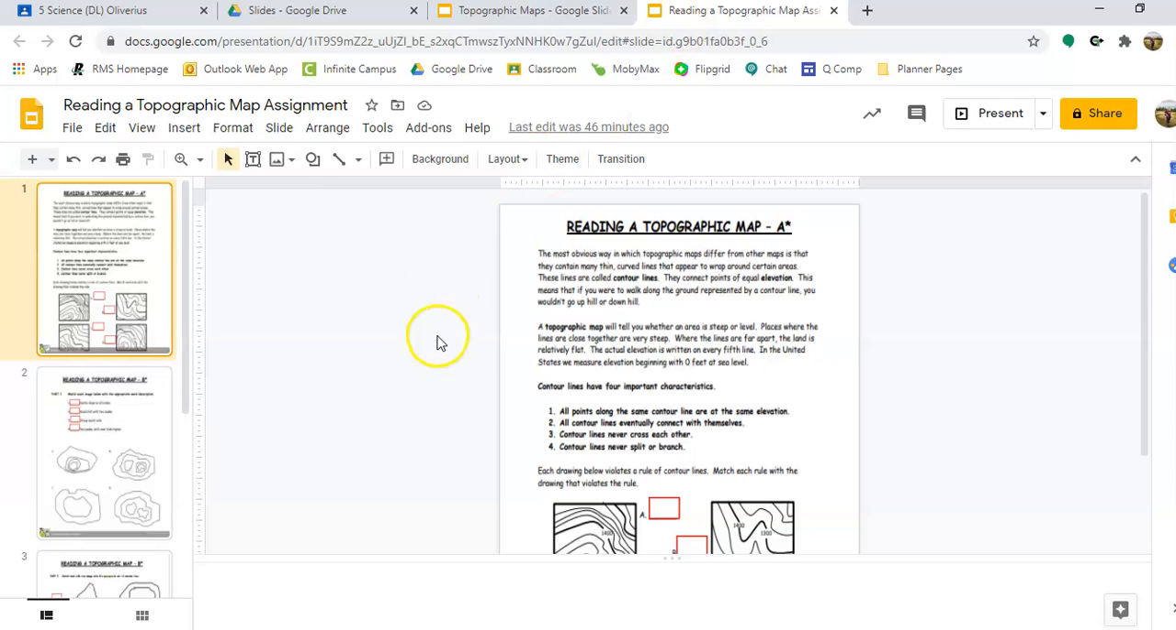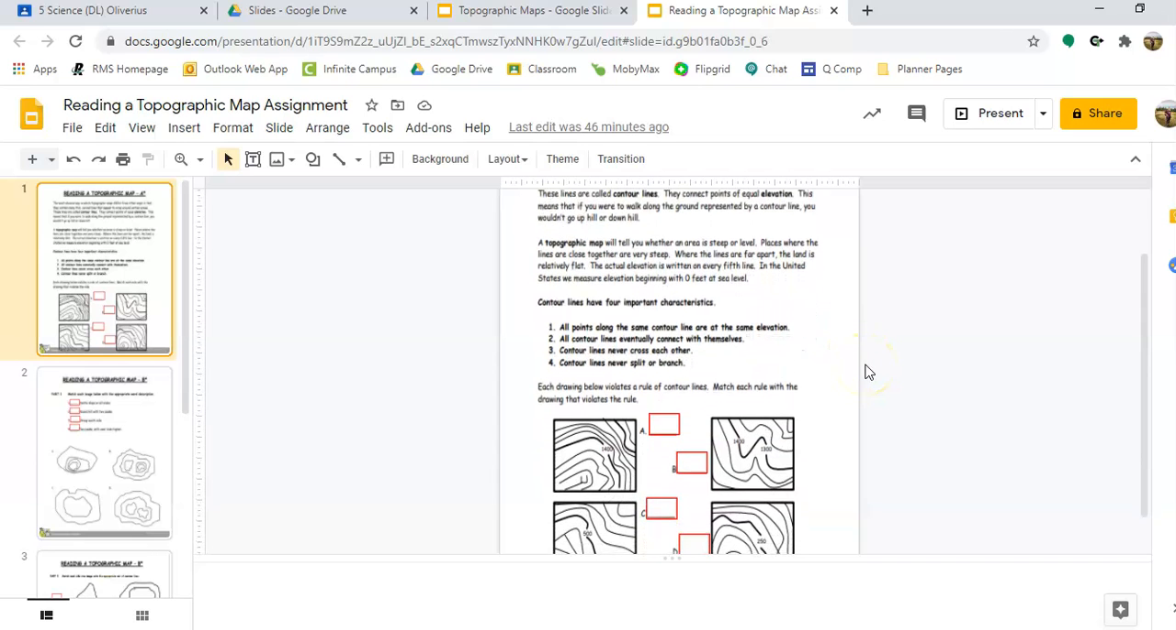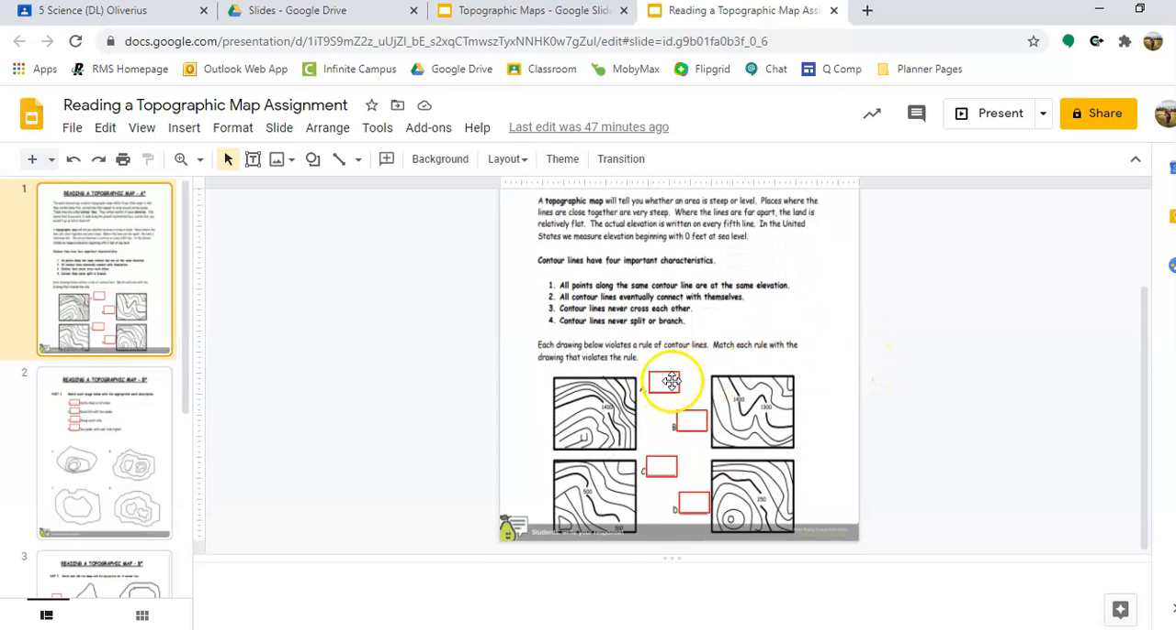So your assignment looks like this. There are a little bit of details up here, again, about contour lines, elevation, and topographic maps. Where you see a red box, it's a text box you can just type in. So just double click in the text box and enter your answer. The first one has each of these breaking one of the contour line rules, and you just have to pick which one it's breaking. So you put 1, 2, 3, or 4 in all of these boxes here.